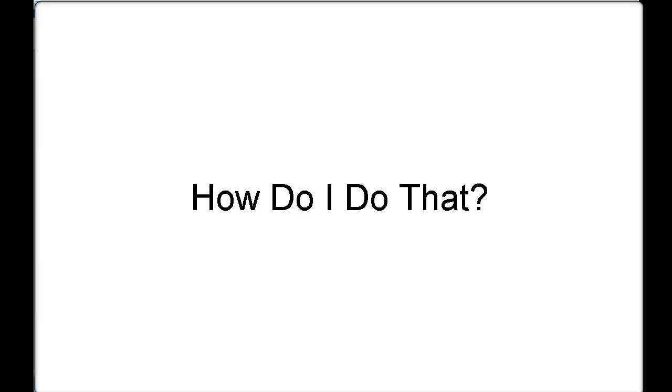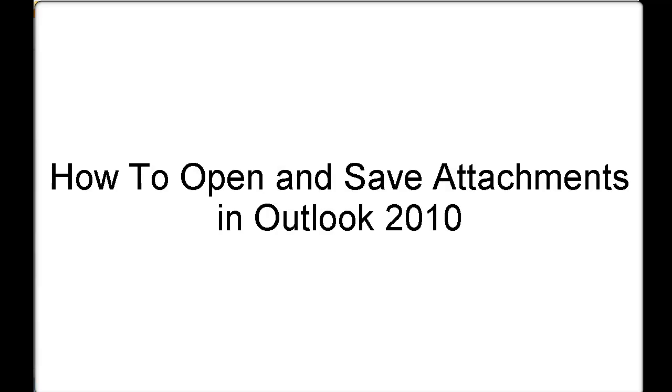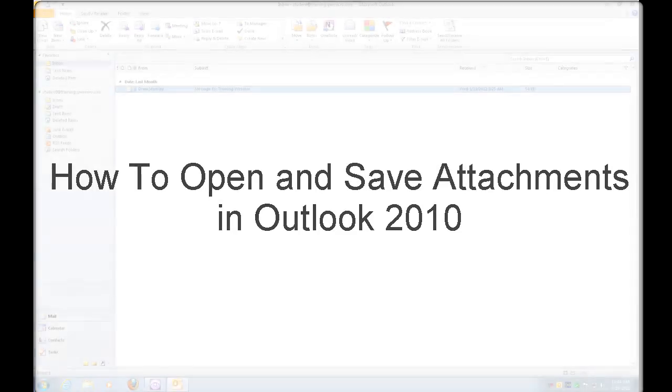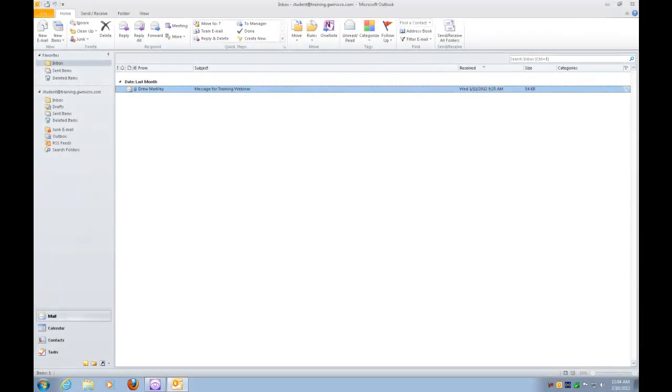Welcome to another GW Micro How Do I Do That presentation. Today's presentation is going to talk about how to open and save attachments using Outlook 2010 when you're inside of a message that has an attachment. I already have Outlook 2010 open and I'm in my inbox.